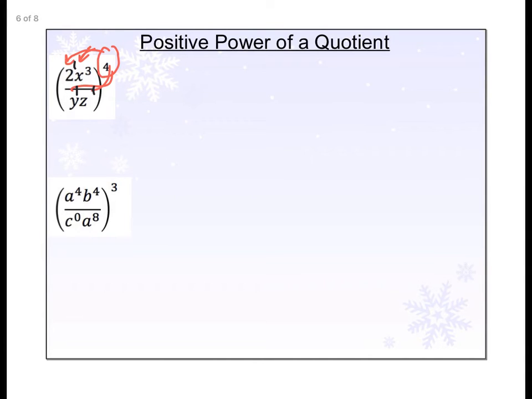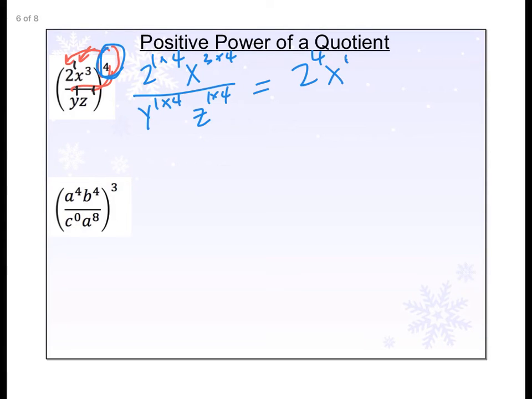So if I think before, when I had an exponent outside like this, it multiplied by everything inside. So then I would have 2 to the 1 times 4, x to the 3 times 4 over y to the 1 times 4. And again, some of you guys don't maybe need this many steps when you work through that. That's all right. Do what works for you. 2 to the 1 times 4 gives me 2 to the 4. X to the 3 times 4 is x to the 12th. Y to the 1 times 4 is y to the 4. And z to the 1 times 4 is z to the 4.